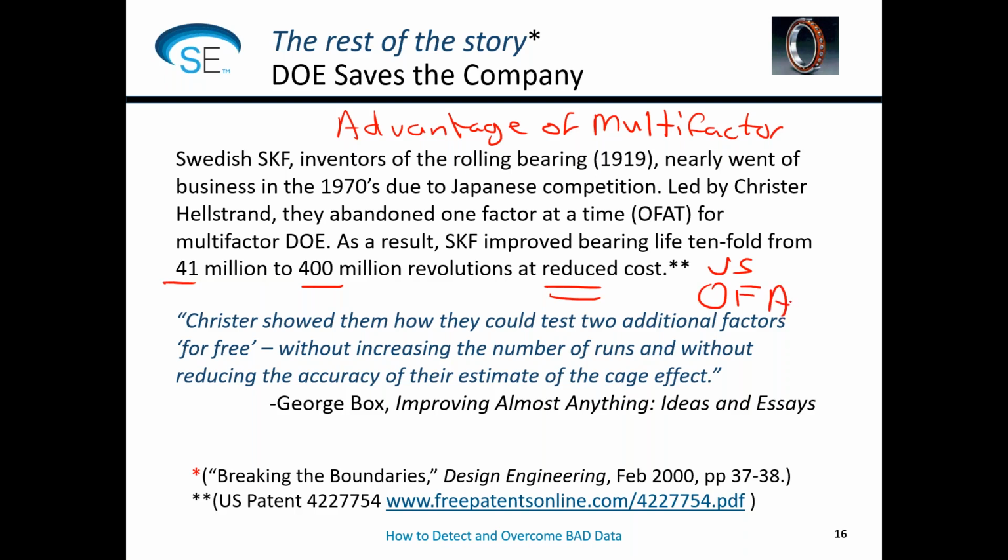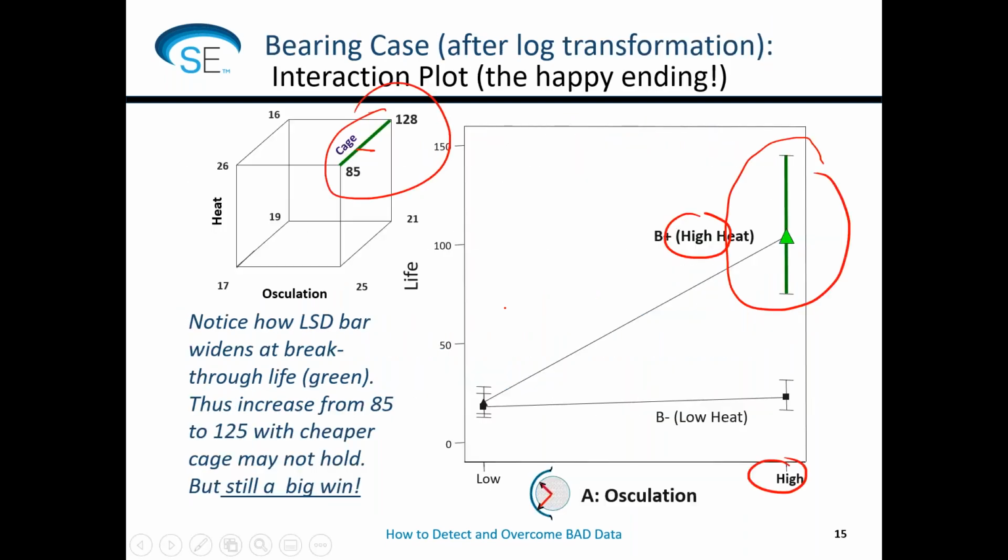So one factor at a time was a complete fail. It was only through multi-factor that it worked. But the interesting little follow-up to this is that it did require a transformation to really explain the results. So in the end, by studying under George Box, Christopher was able to show that they could look at three factors and for the same number of runs to get a power of 4.